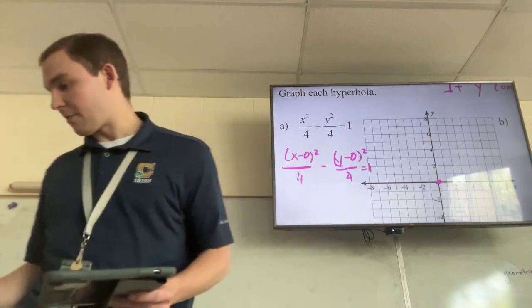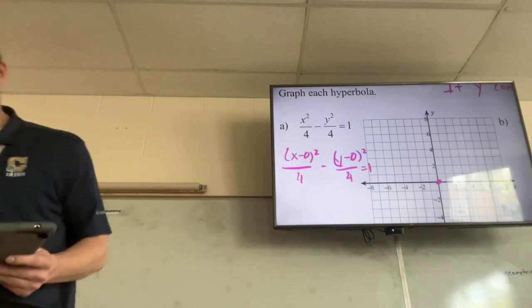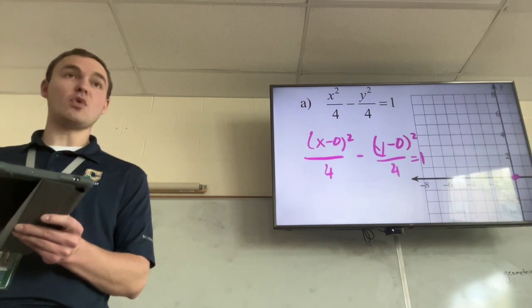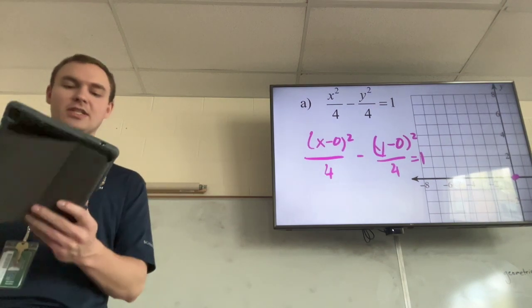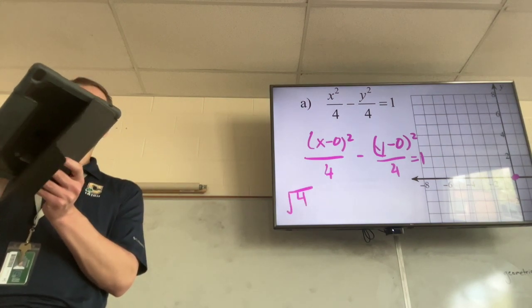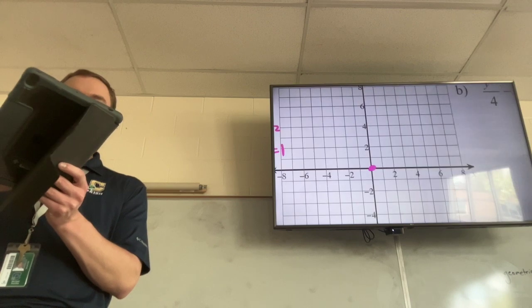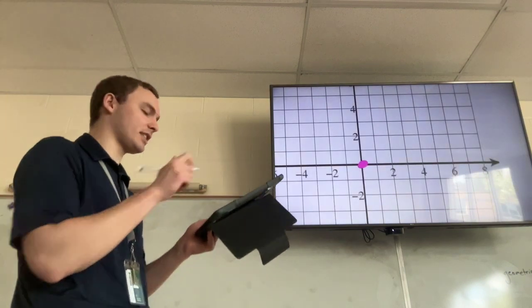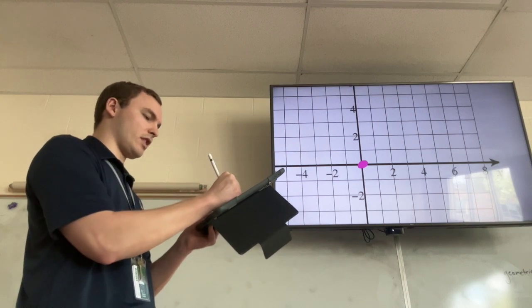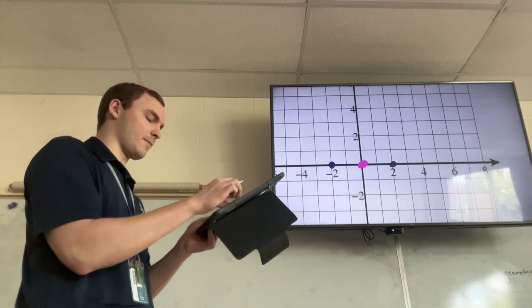Which term comes first here? X comes first, okay? So since my x comes first, I take the square root of the number below x. What's that? 2, okay? So this is my center, my vertices. 2 to the left. I'll do this in a different color. 2 to the left of my center and 2 to the right of my center, okay?